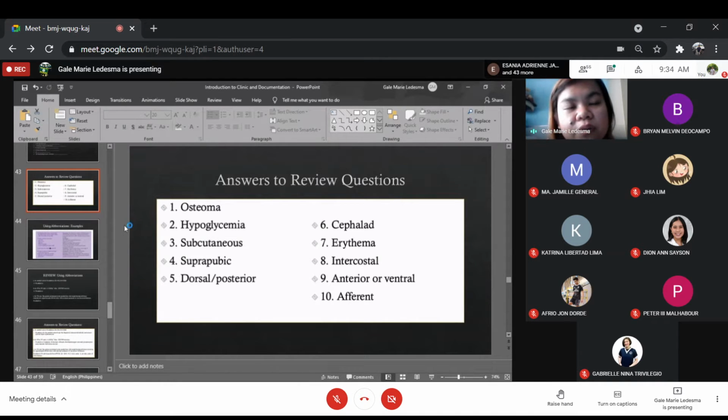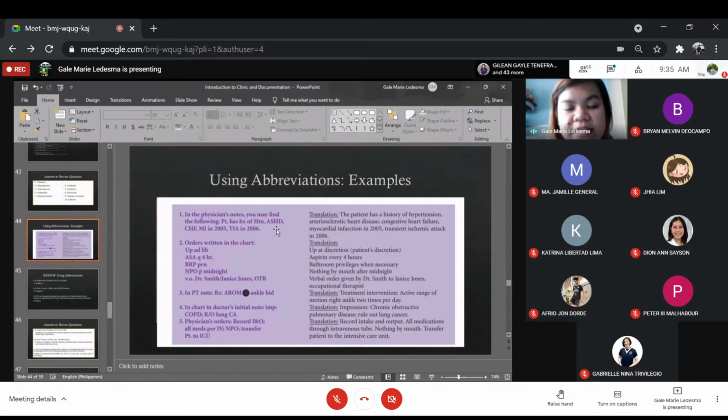But as you go along through your internship, you will be encountering a lot of medical terms. Okay? For using abbreviations, so mga typical examples lang that you can find in our Kettenbach book. Actually, damo-damo pa dito examples. You can practice them. So in physician's notes, you may find the following. Patient has history of hypertension, arteriosclerotic heart disease, congestive heart failure, myocardial infarction in 2005, transient ischemic attack in 2006.